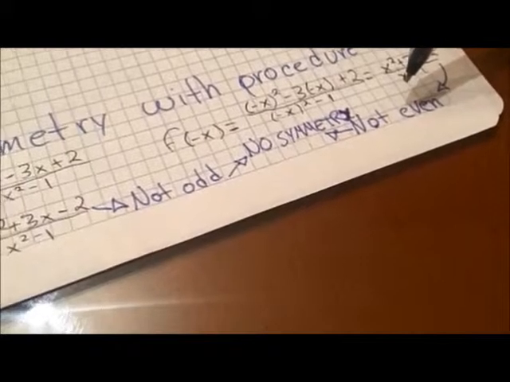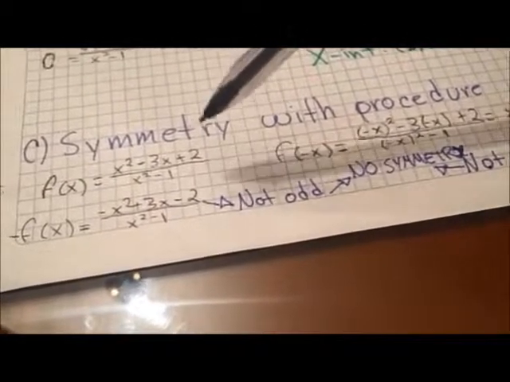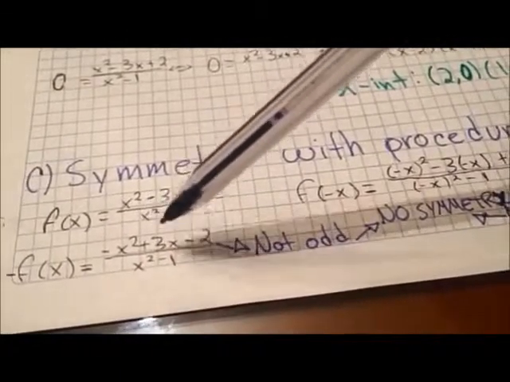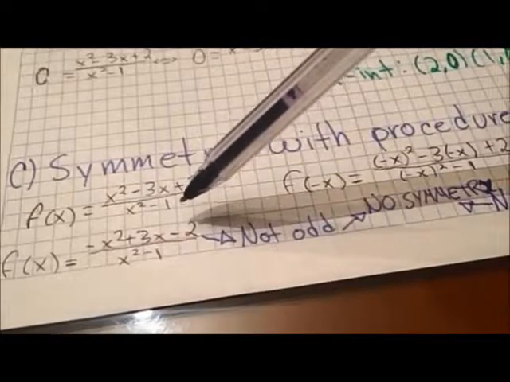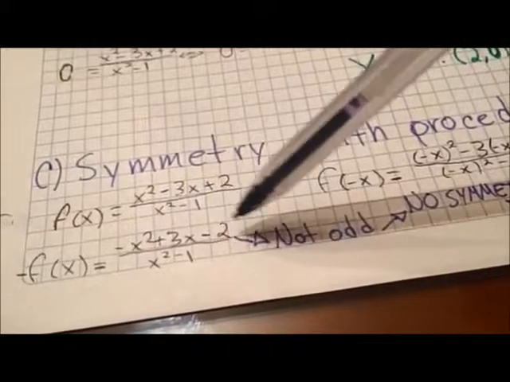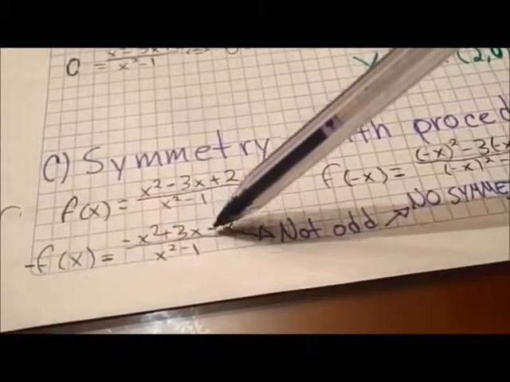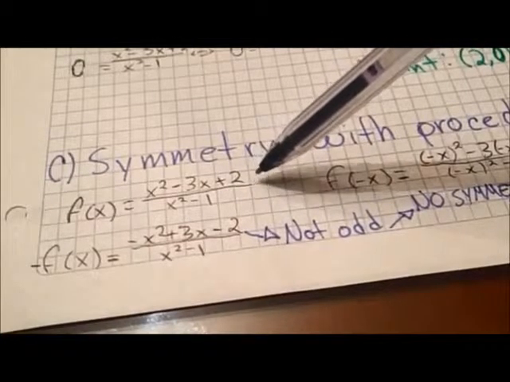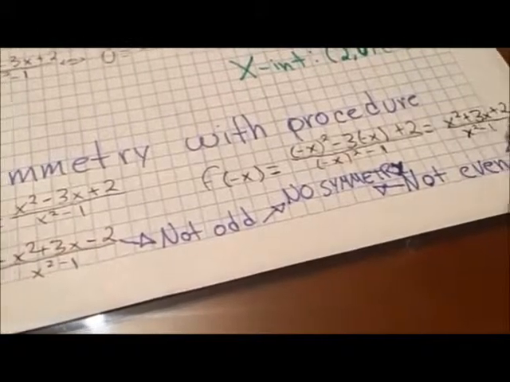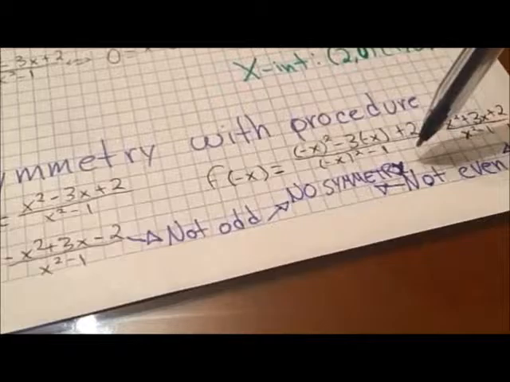To know if the function is odd, we have to make the whole function negative, so we have to change all the signs, in this case of the numerator, and this is the result. So we can see that this is different to the original one, so this is not even, and not odd and not even, so this function doesn't have symmetry.